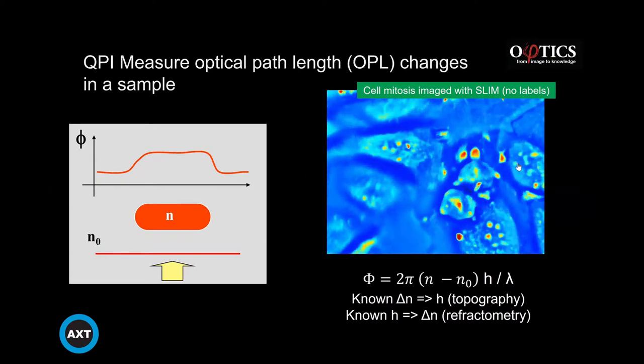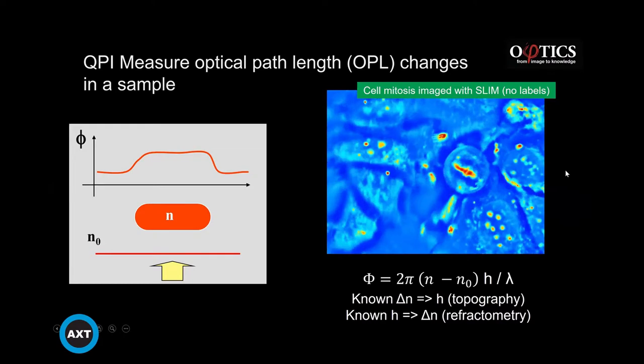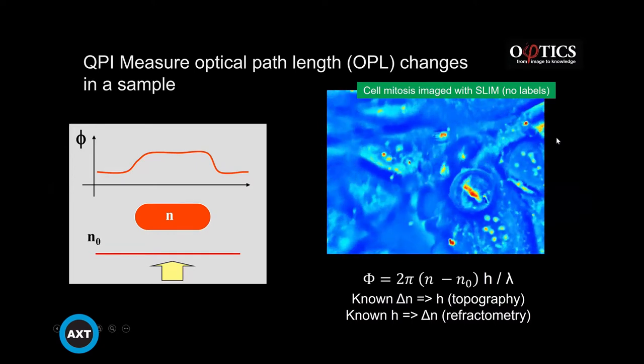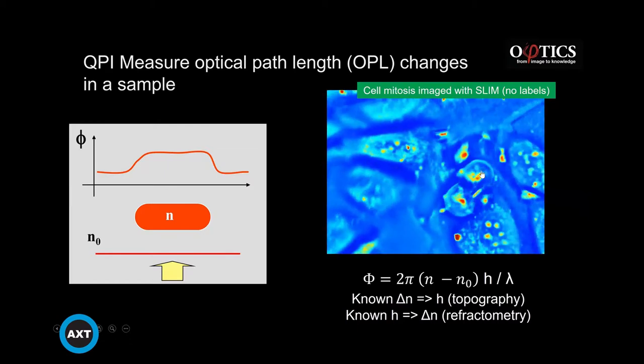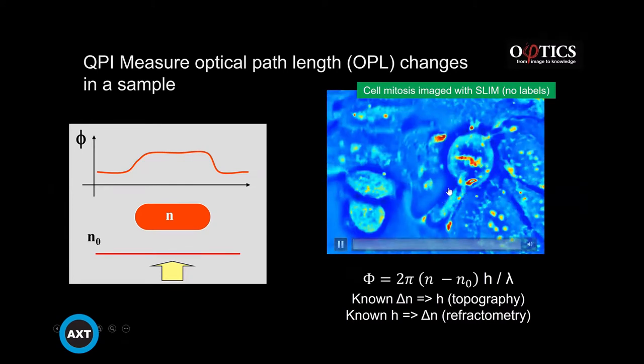And this image on the right illustrates this very well. The heat map here is a measurement of the optical path length changes through the sample, and it shows a cell culture with one particular cell close to mitosis. The more red areas are the areas that have a higher optical path length change. The more blue areas are the ones that have less optical path length change. So areas that have more material, like the nucleus, will generate a higher optical path length change as opposed to the membrane or the medium surrounding the cell that will have no change.